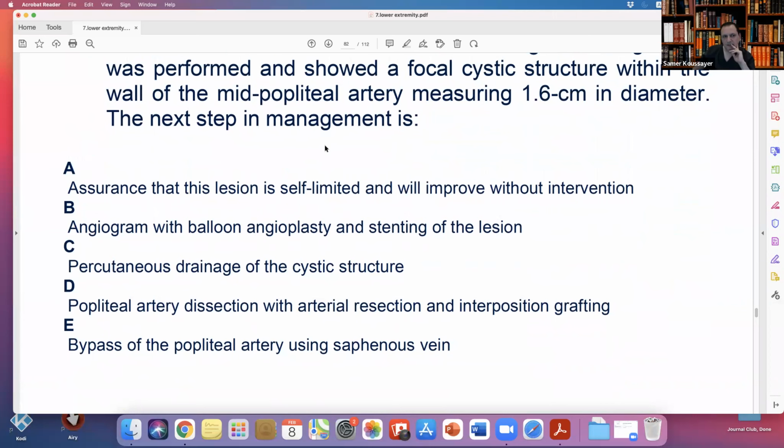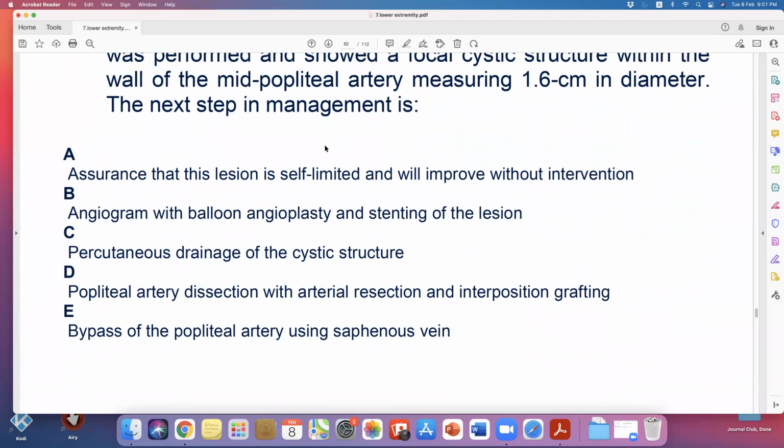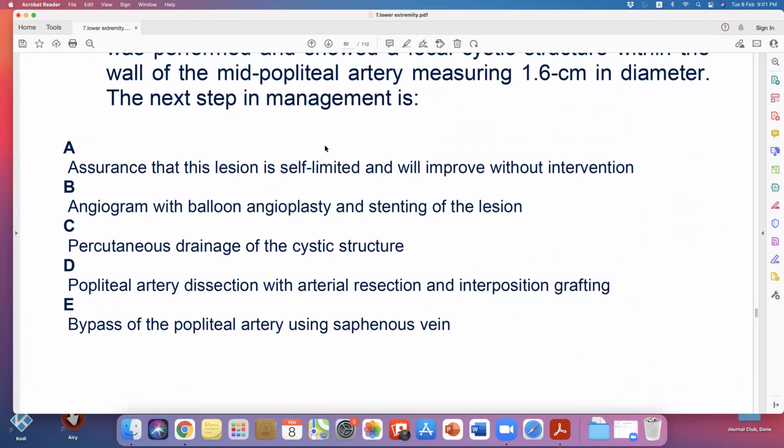Yeah, okay. Percutaneous drainage of the cystic structure. You can consider that, we talked about it. Next one, let's see. Popliteal artery dissection with arterial resection and interposition grafting. Okay, so Ali, he talked about it. Next, the last one. Bypass of the popliteal artery using saphenous vein.